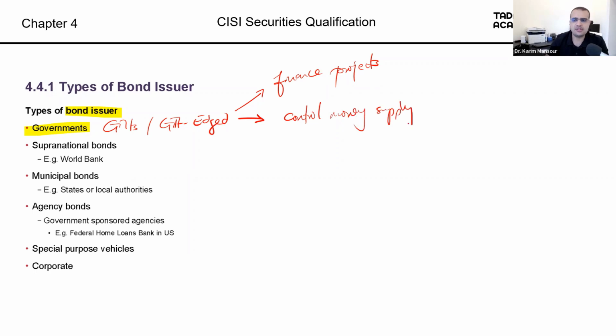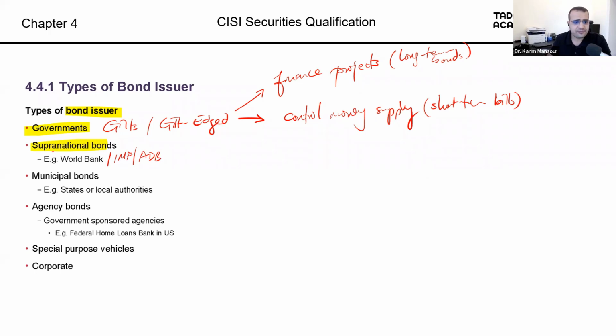And I think we talked about this in previous videos. We said usually the short-term bonds, which we call bills, are used to control money supply, whereas the long-term bonds are used to finance projects. Other issuers of bonds, supranational banks like the World Bank, like the International Monetary Fund, like the Asian Development Bank, for example.